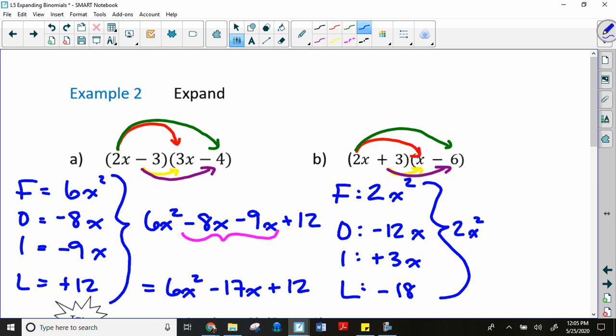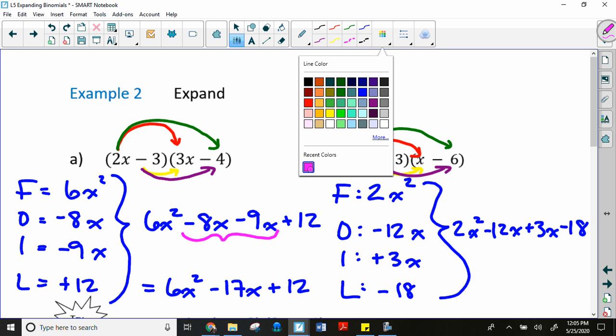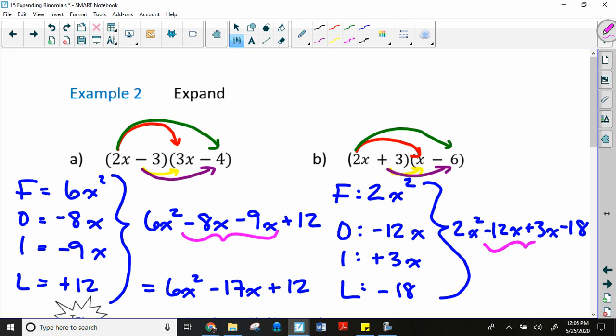2x squared minus 12x plus 3x minus 18. The two pieces that are going to go together are those two right there. So our final answer is going to be 2x squared, -12 plus 3. Try it on a calculator. That'll bring us to -9x, and then minus 18. Let's do the try.